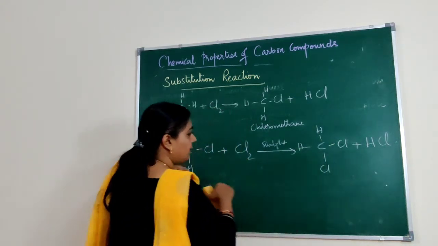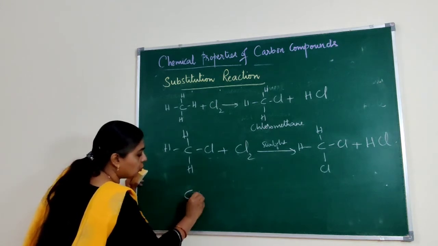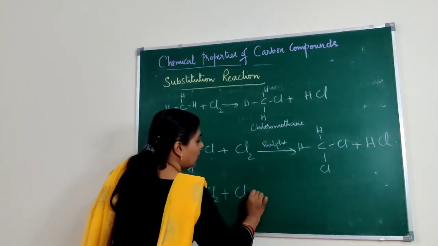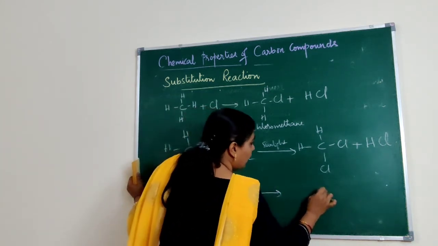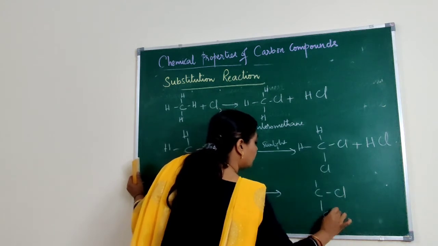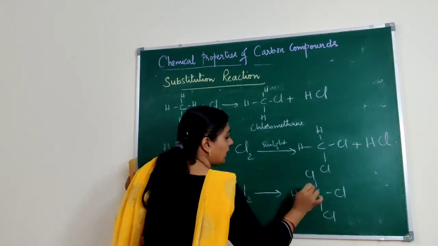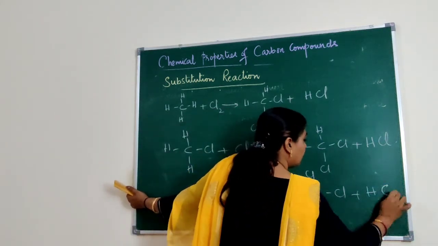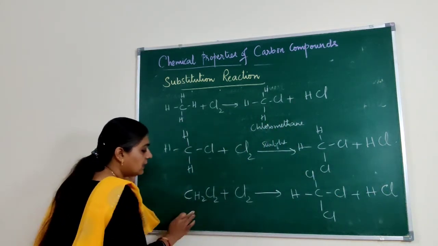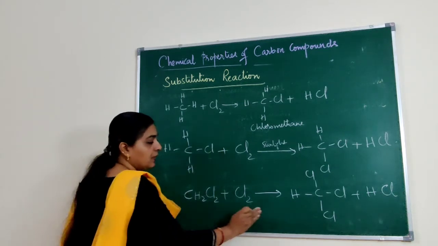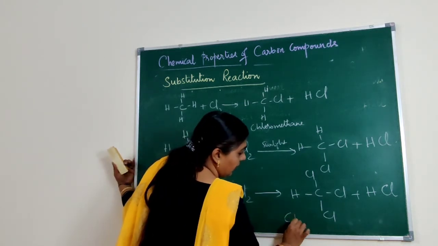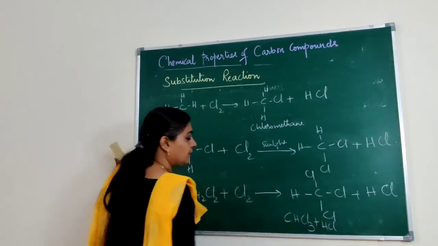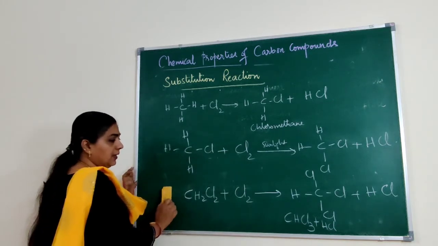Next, this one will take CH2Cl2, right? CH2Cl2 with chlorine, with sunlight, and now what will happen? Three hydrogen atoms have been replaced. Now what you got? CH2Cl2 gave you CHCl3 plus HCl. Okay. Now again it will continue.